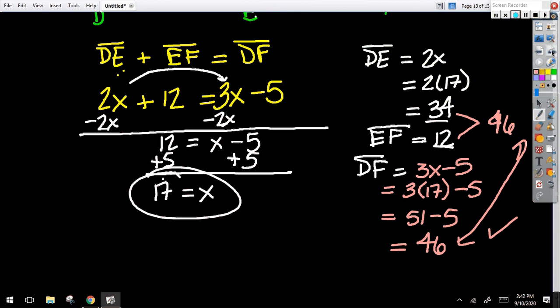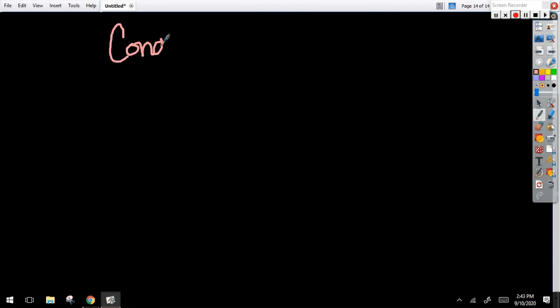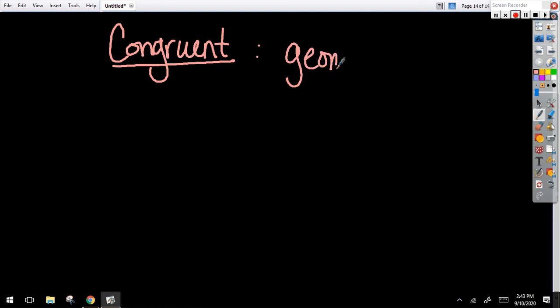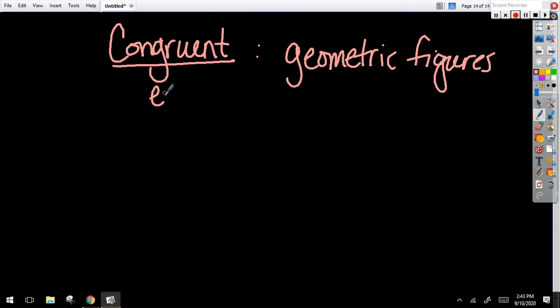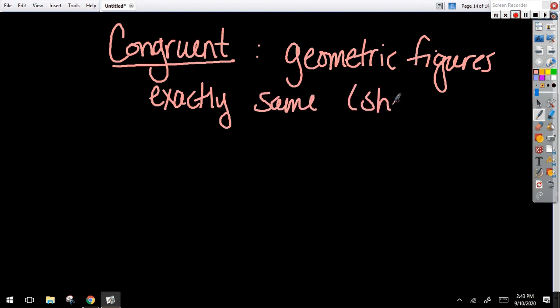All right, so let's talk about congruence for just a minute. Congruent is a huge geometric concept that just means that shapes or figures are exactly the same, okay? And by exactly the same, what I mean is the exact same shape and size. Everything about them is exactly the same, okay?